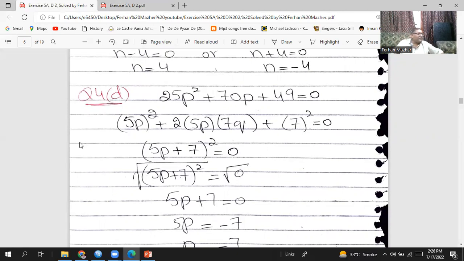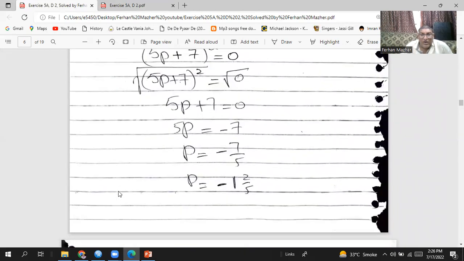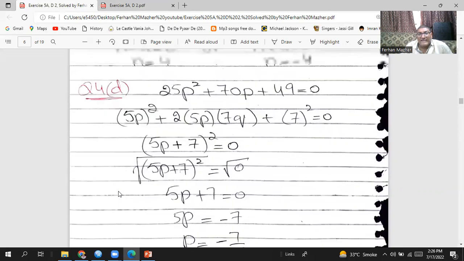So this is like a square minus 2a. Sorry, a square plus 2ab plus b square. So that will be equal to a plus b whole square. So it is 5p whole square plus 2 into 5p into 7 plus 7 square. So it will be 5p plus 7 whole square equals 0. Take the square root on both the sides. So 5p plus 7 equals 0. So 5p will be equal to minus 7 and p will be equal to minus 7 by 5.